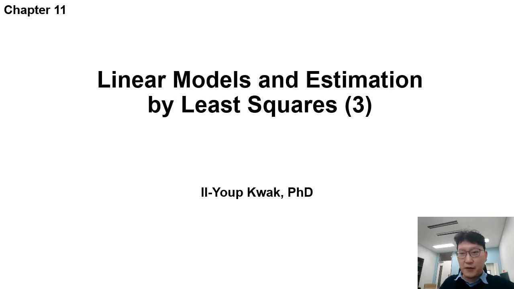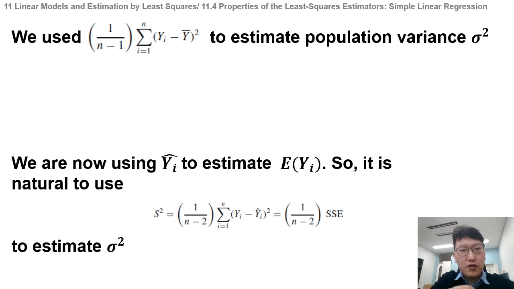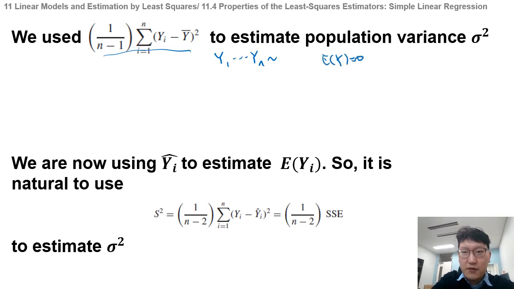Okay, hello everyone. Today we will learn Chapter 11, Linear Models and Estimation by Least Squares, Part 3. Previously, we used this term to estimate the population variance sigma squared. In this case, the assumption is that y1 to yn follow some IID distribution, where the expected value of y is 0 and the variance of y is sigma squared. To estimate sigma squared, we used this estimator.